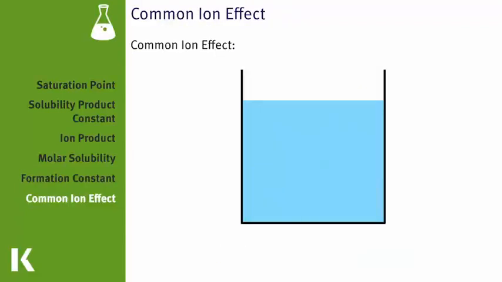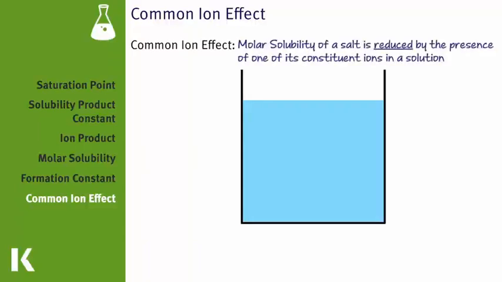The common ion effect, as the name suggests, is the byproduct of there being more than one source for a given ion in solution. That is, an ion is common between the salt you are trying to dissolve and what is already in the solution. The overall effect is a reduction in the molar solubility of a salt, given the presence of one of its ions already in the solution.